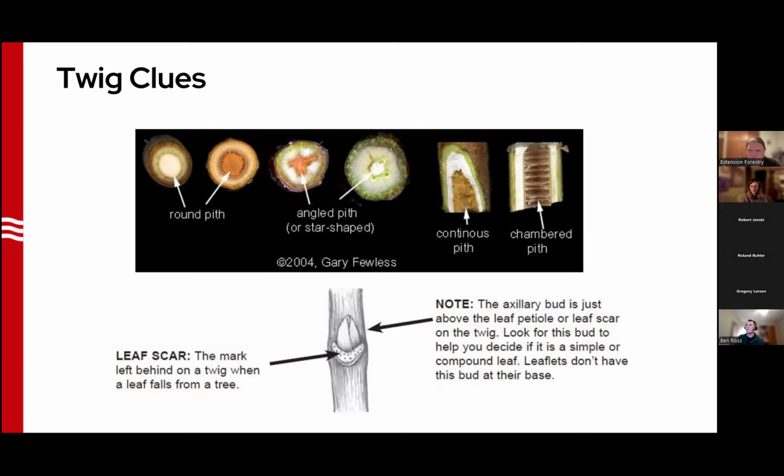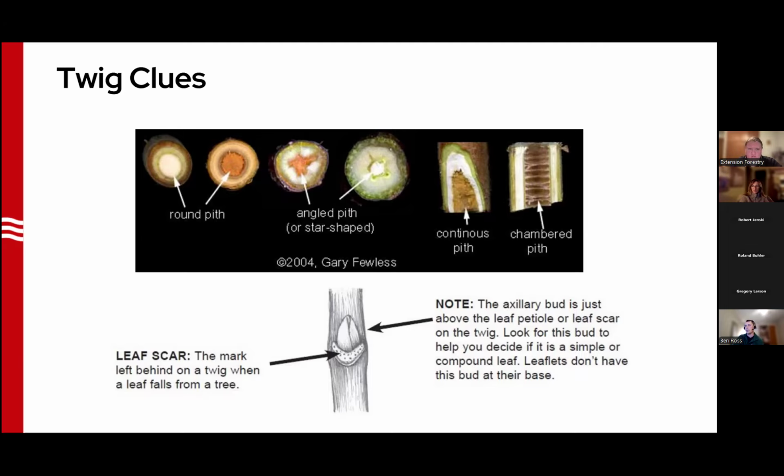One method is to just take a twig and cut it in half or snap it in half and look at the inside of it. The inside is what we call the pith. There can be different shapes, as you can see there. It can just be round, or it can maybe have a shaped or angled pith. And then also looking at if that pith is solid in the middle or if it's more hollow and chambered can help you determine which tree it is.